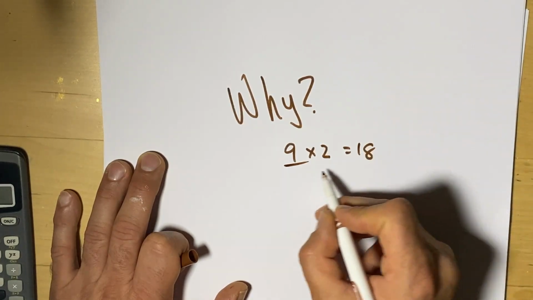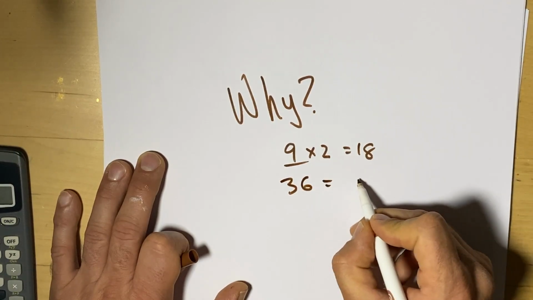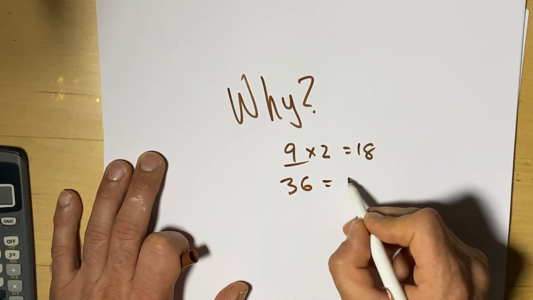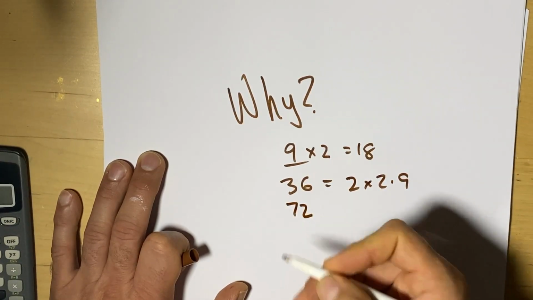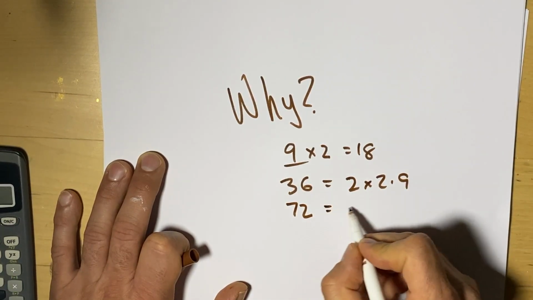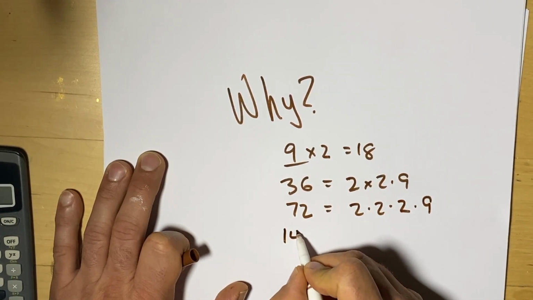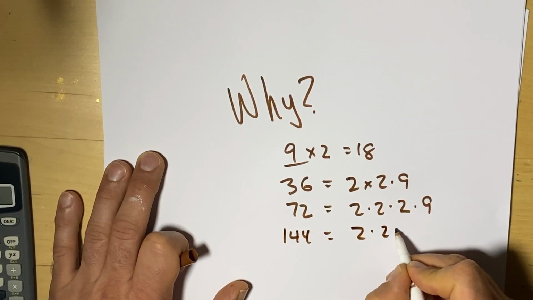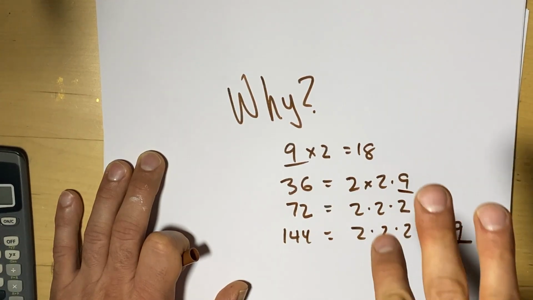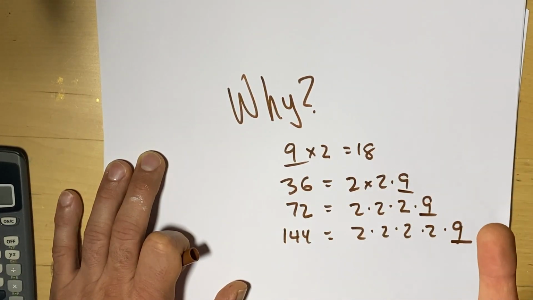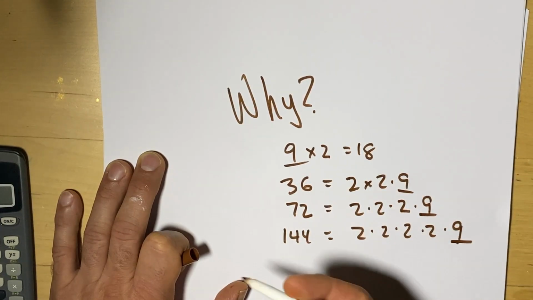And then double that, you get 36. Well, 36 is, if this is 2 times 9, it's 2 times 2 times 9. Double that, 72, or when we saw 720 degrees, it's 2 times 2 times 2 times 9. 144 is 2 times 2 times 2 times 2 times 9. So when you double, or do the opposite, the inverse, where you divide by 2, you're still going to have that 9 there as part of the multiple.